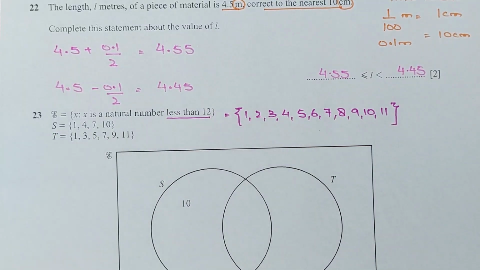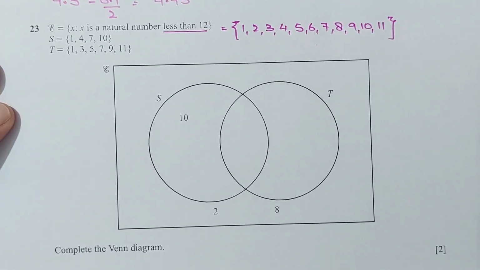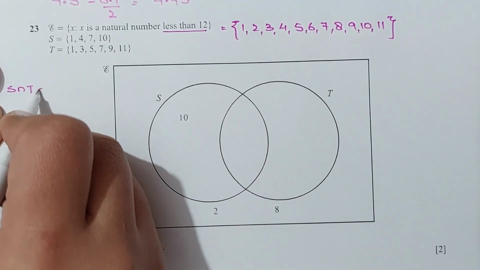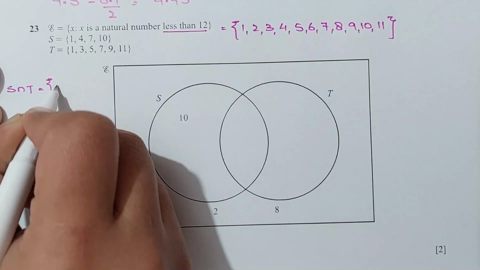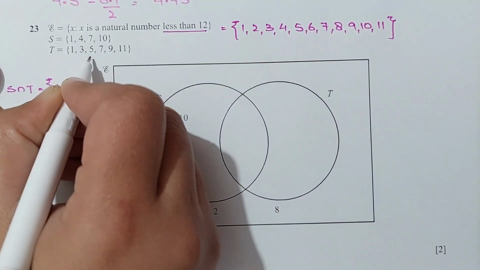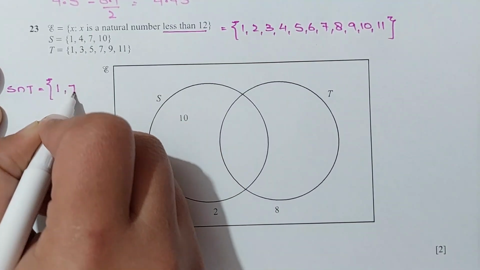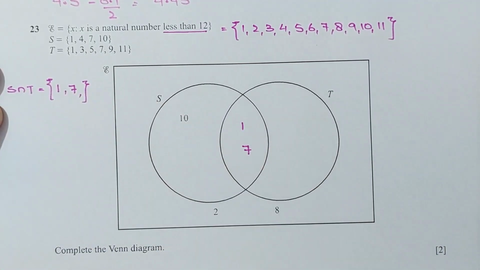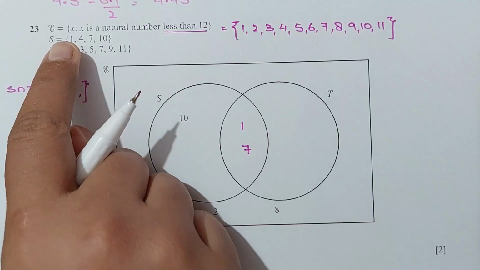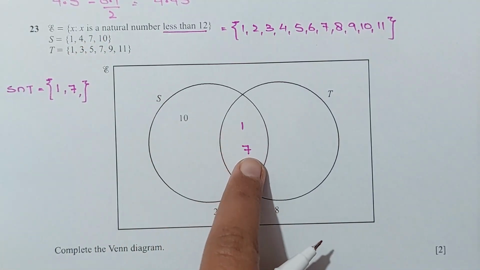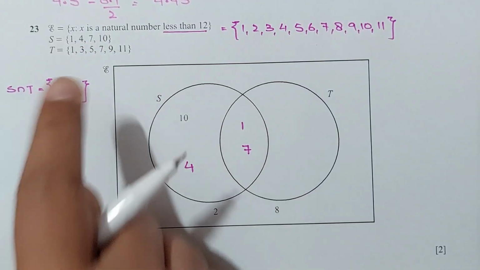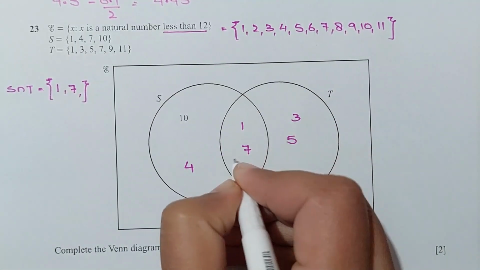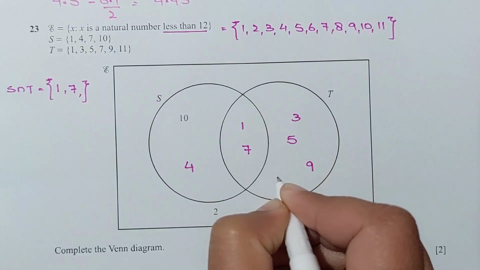We have S, we have T. Okay. Complete the Venn diagram. First find what is S intersection T. 1, 3, 4, 5, 7, 11 and 9. Yeah, 1 and 7. Okay. Now complete the set S. 1, 7, 10. We have 4 here. Complete the set T. 1, 3, 5, 7. And we have 9 and 11.